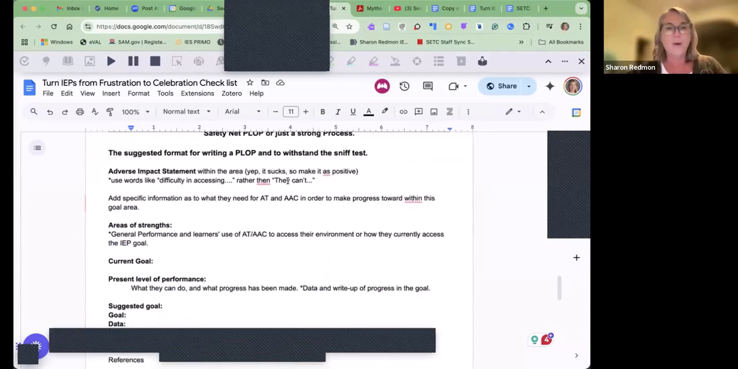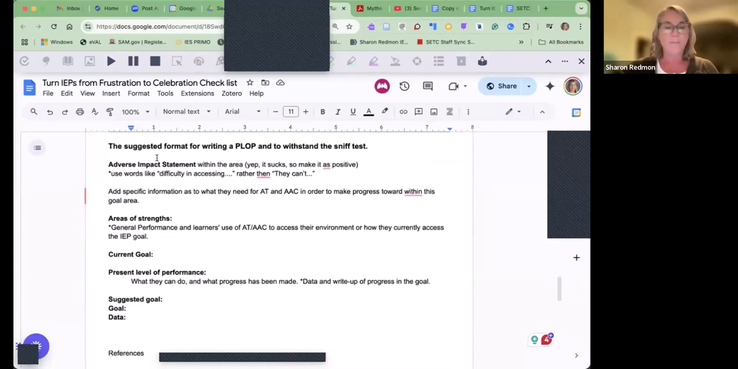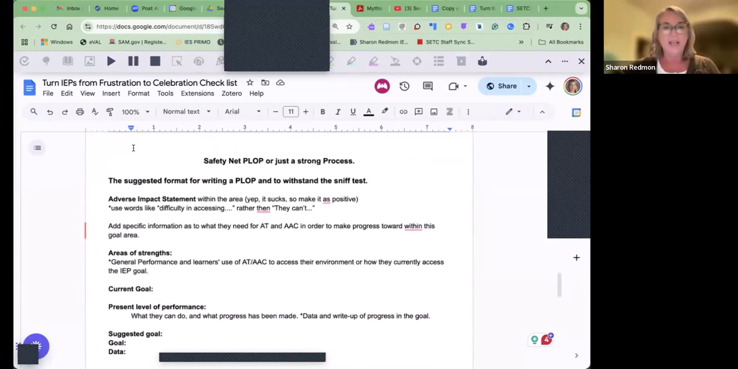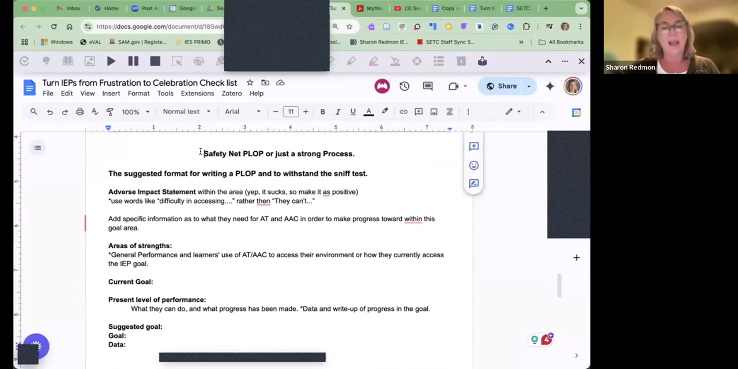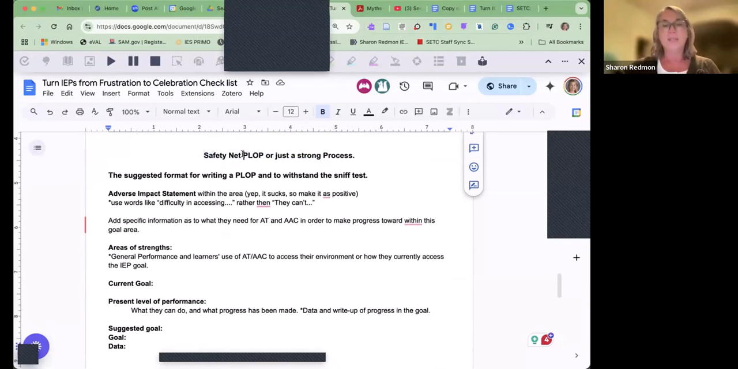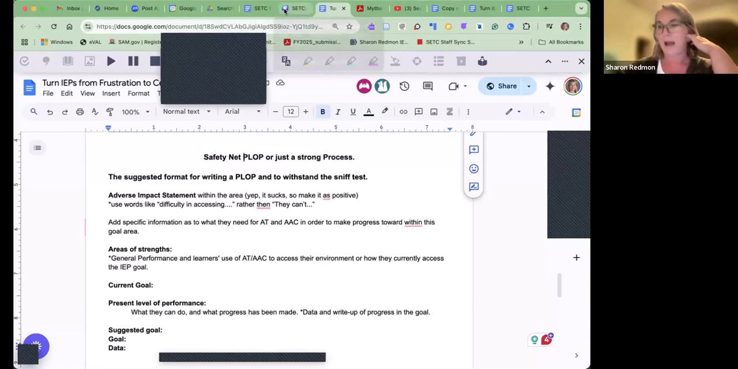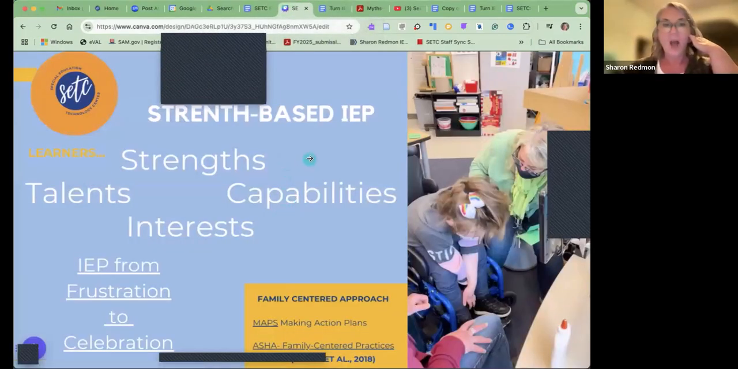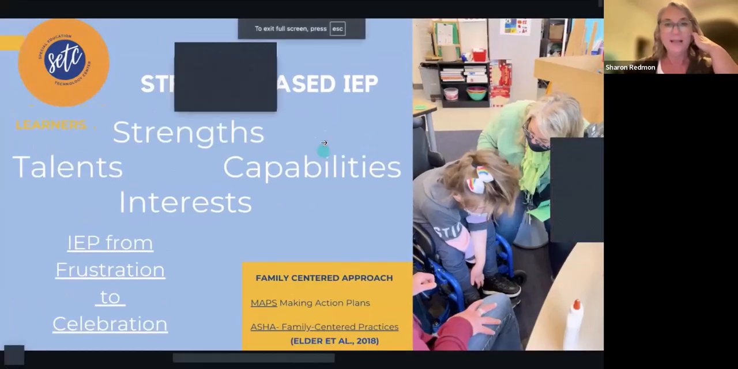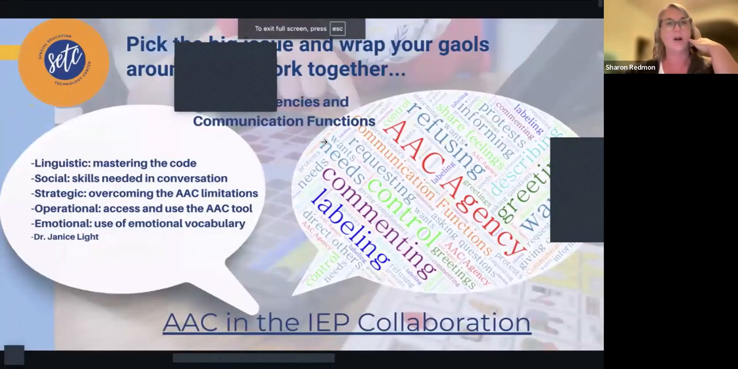So we're going to get into, we'll come back to this, I have a format for safety net, present level of performance, to help you make sure you have that strong process. So we're going to get back. Oh, our time is flying. Okay, let's go back.